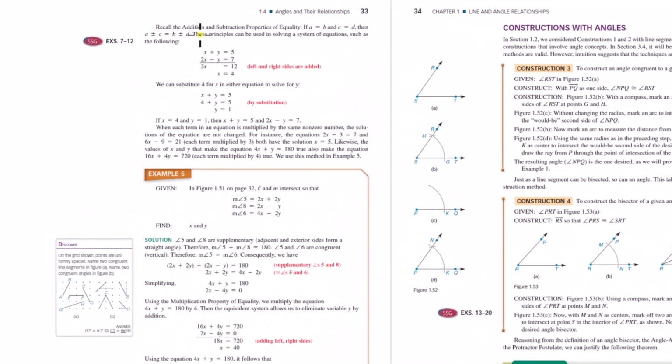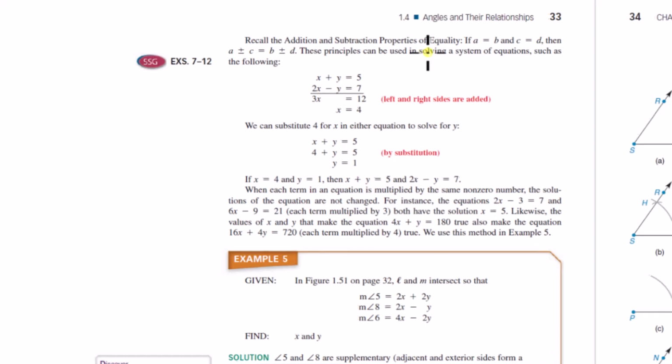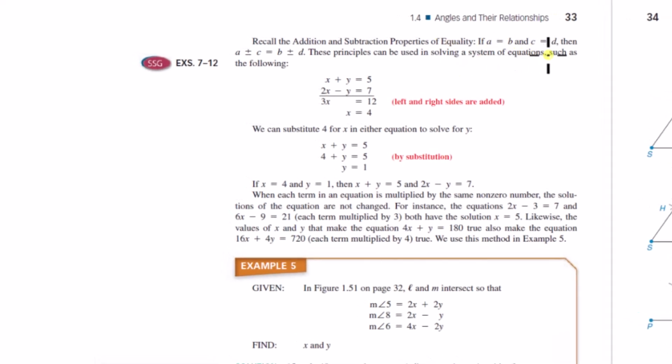Recall the addition and subtraction properties of equality. So if A is equal to B and C is equal to D, then A plus or minus C is equal to B plus or minus D. These principles can be used. Yeah, we talked about this before, the idea of how you can add 2 equations. So go check that out. We talk about that in the algebra playlist.